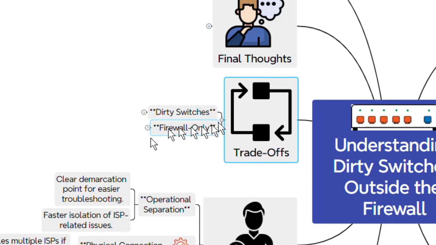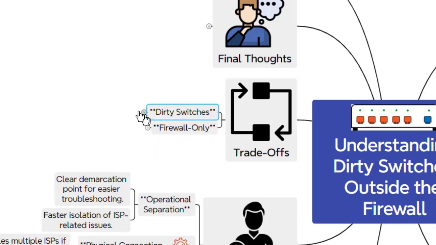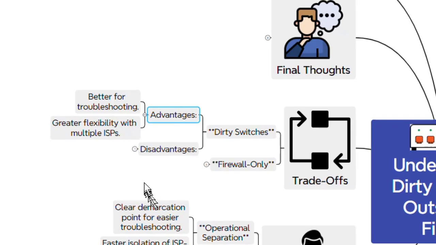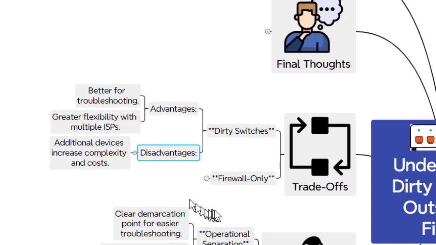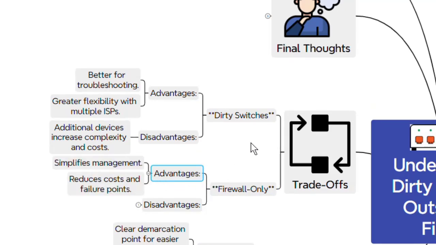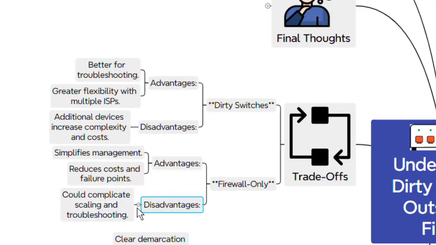Trade-off. Dirty switches. Pros. Easier troubleshooting, more ISP flexibility. Cons. Extra gear, more complexity, higher cost. Firewall only. Pros. Simple, cost-effective, fewer failure points. Cons. Might make scaling and troubleshooting tougher.